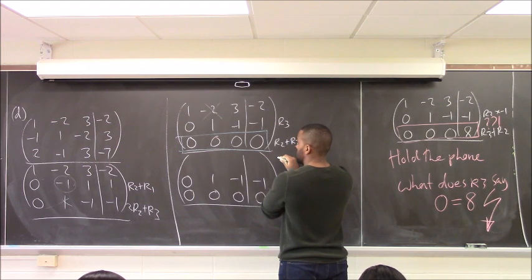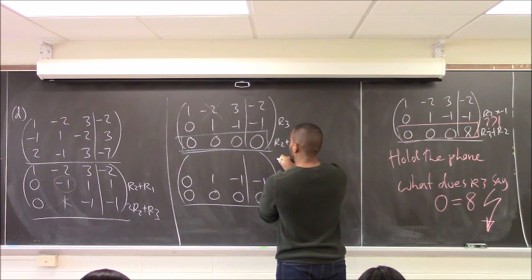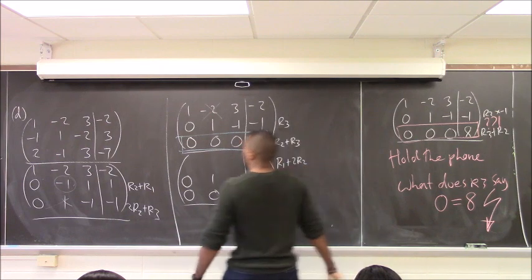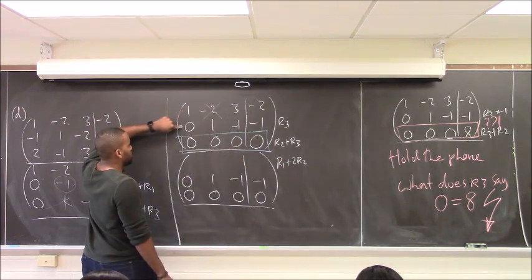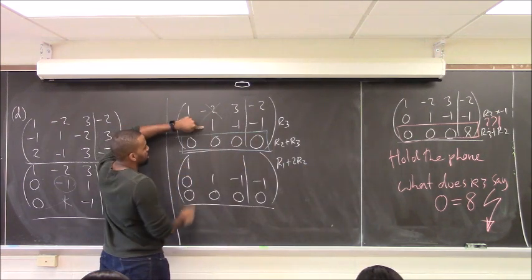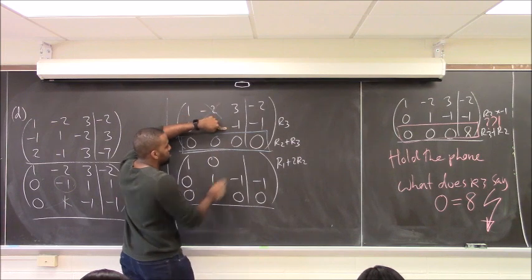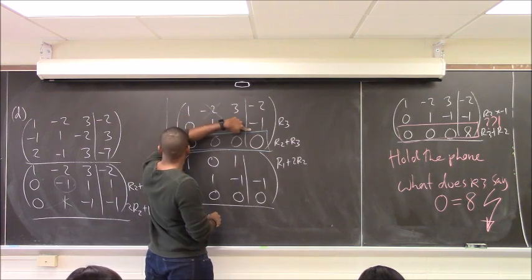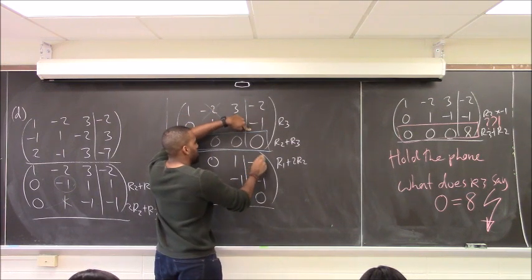Ideas? Multiply the second row by 2. Yeah. Row 1 plus 2, row 2. So this plus 2 times that, this plus 2 times that, this plus 2 times that, this plus 2 times that, I have that.